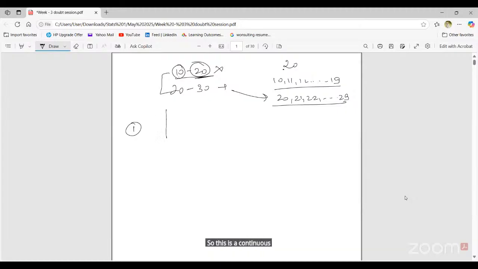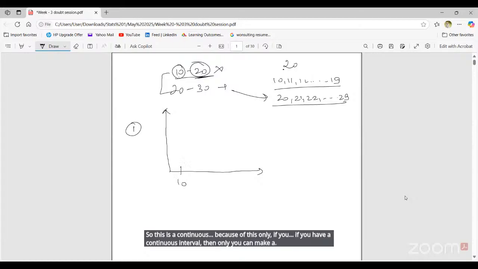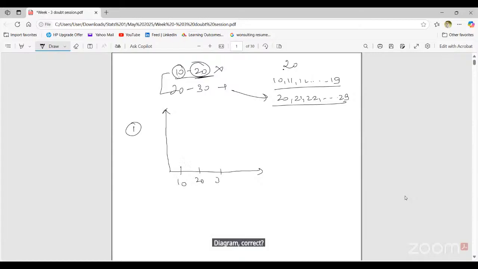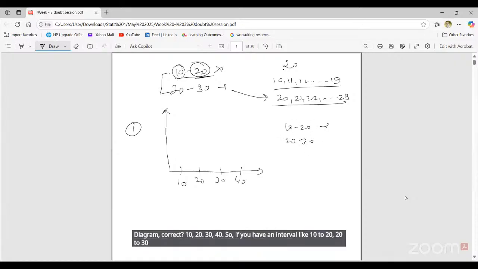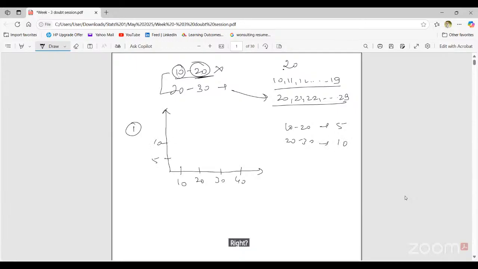Because of this, only if you have a continuous interval can you make a diagram, correct? 10, 20, 30, 40. So if you have an interval like 10 to 20, 20 to 30, and let's suppose its frequency is 5 and this frequency is 10. Fine. So my 10 to 20 frequency is like this, so I will be drawing it like this, right? Then for 20 to 30, my frequency will be.